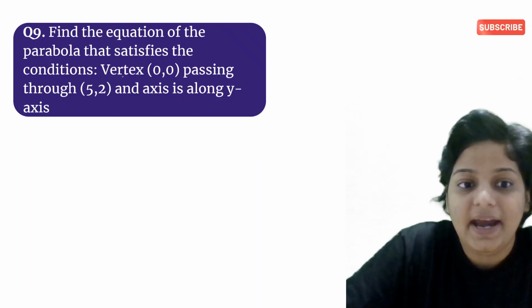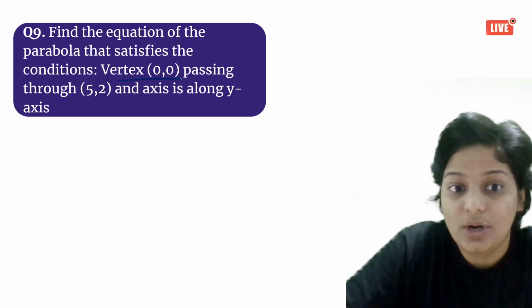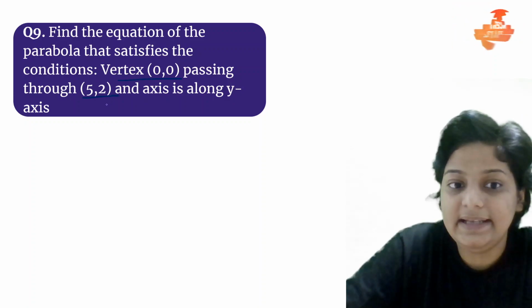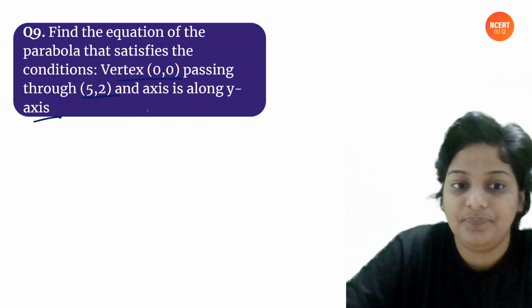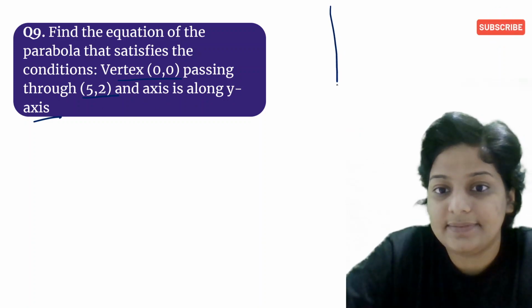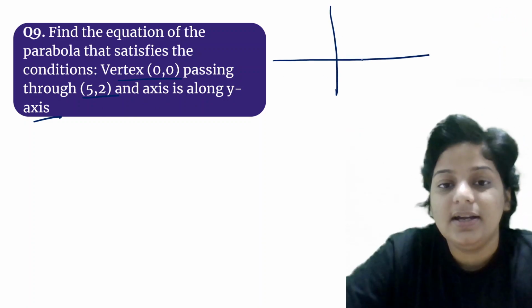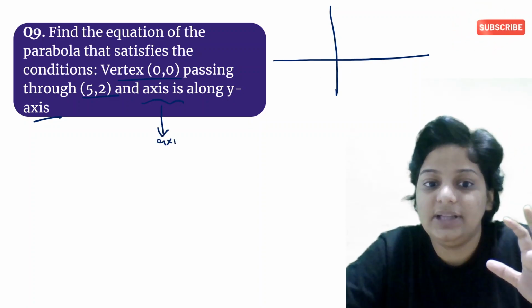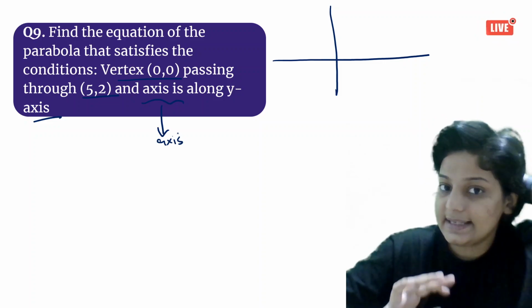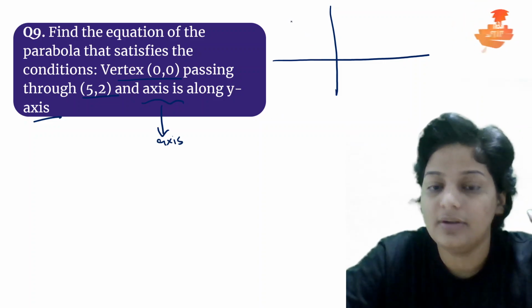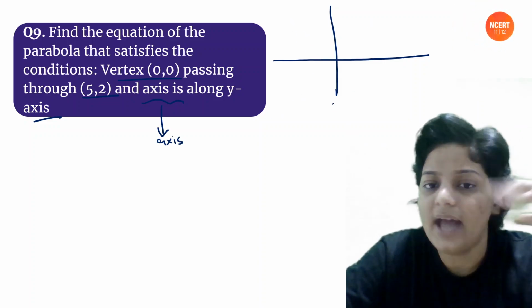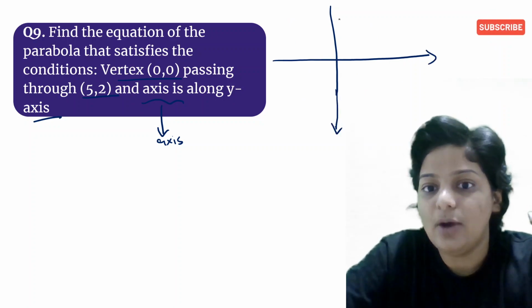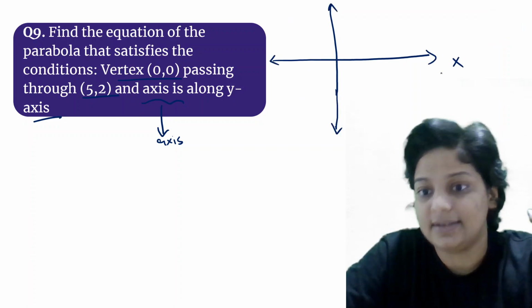And one last question of the day, guys. Find the equation of parabola that satisfies the following condition. Vertex दिया है, point दिया है, and axis दिया है. Axis is along y axis. ठीक है, मतलब जिसके along symmetric है, that is called as the axis. Axis मतलब along which the curve is symmetric. So it is symmetric along the y axis. Upward या downward अभी तक तो पता नहीं है, but निकाल सकते हैं.